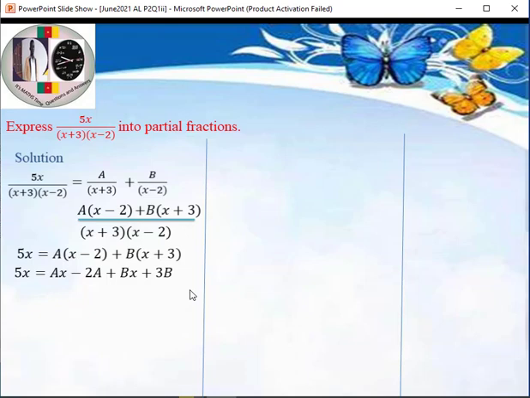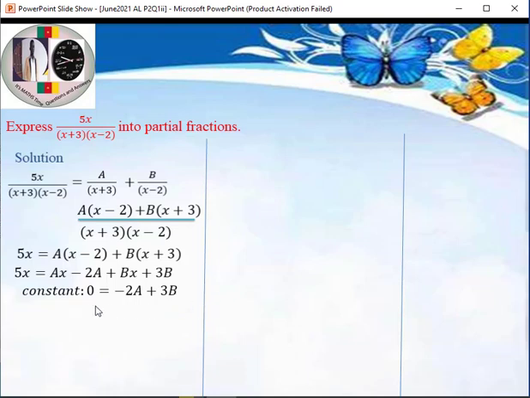Is there any constant on the left hand side? No, so I fix a 0. Equals to, is there any constant on the right hand side? Yes, minus 2A is a constant because it has no x attached to it, and 3B is another constant. It has no x attached to it, so 0 is equal to minus 2A plus 3B.